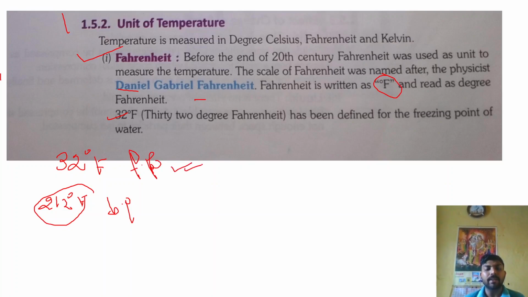You have to remember that water is naturally present in solid, liquid and gaseous states. So we have to know at which temperature it will freeze and at which temperature it will evaporate. In the Fahrenheit scale, the temperature at which water freezes is 32 degrees Fahrenheit and at which it will evaporate is 212 degrees Fahrenheit. So I hope you understand the Fahrenheit unit.